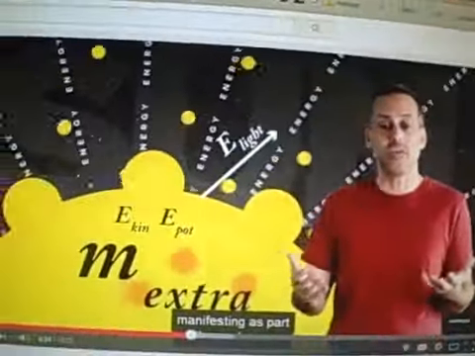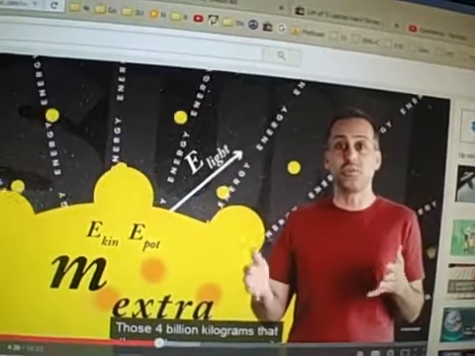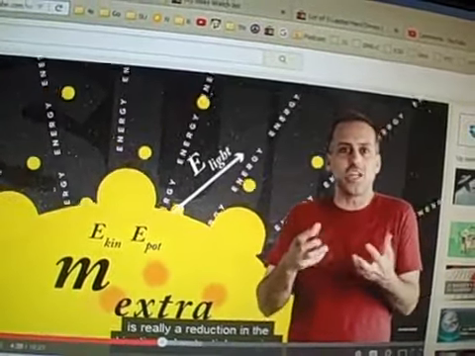Manifesting as part of the sun's mass. Those 4 billion kilograms that the sun loses every second is really a reduction in the kinetic and... 4 billion kilograms? That sounds anorexic.